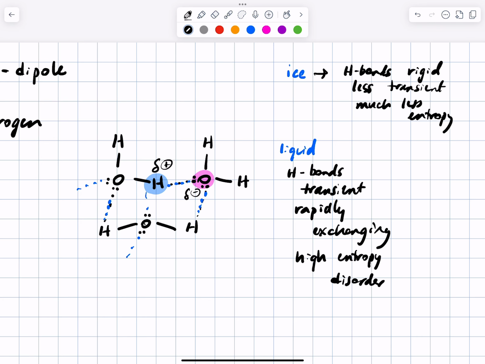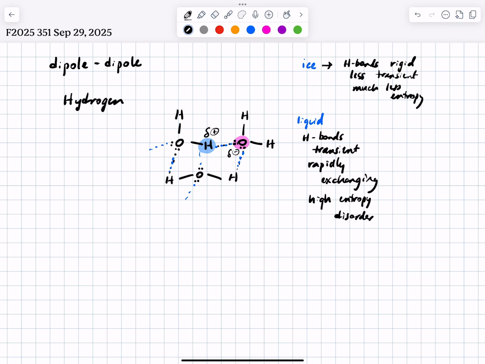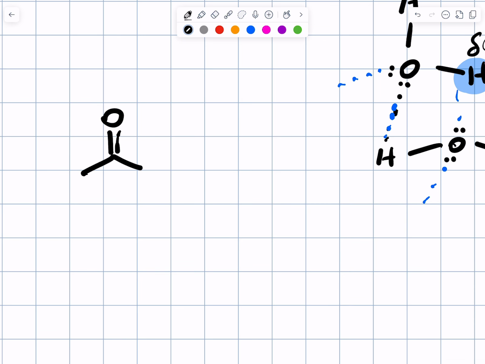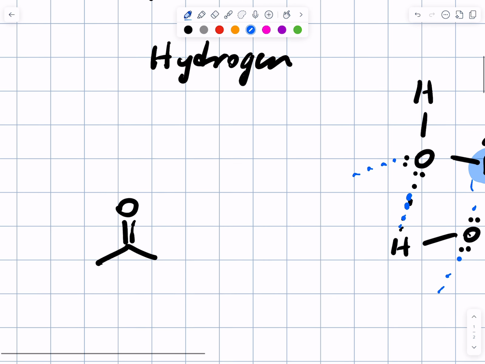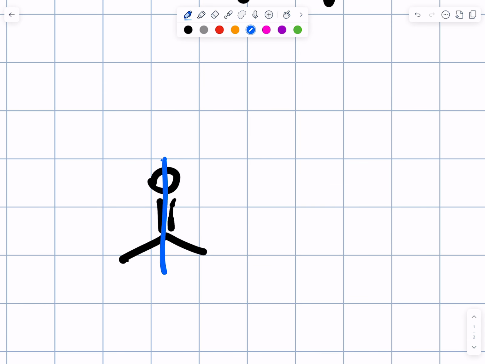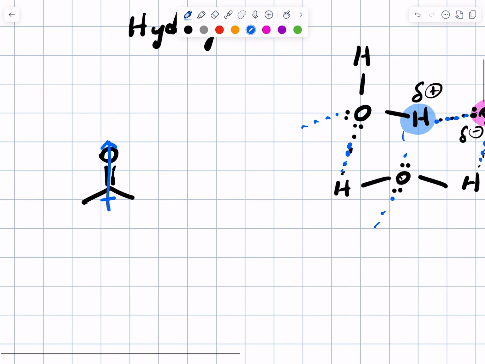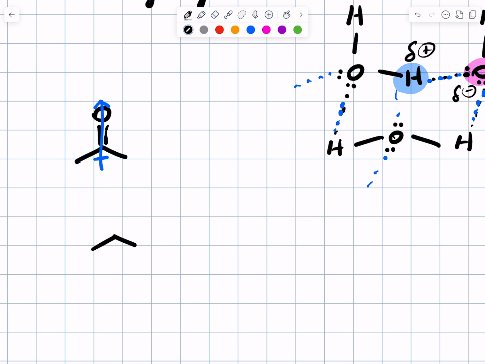Of course, dipole-dipole interactions can exist with any molecule that has a dipole. So, for example, this organic molecule acetone has a dipole, which I'm going to draw with our dipole symbol that looks like this. A positive end near the carbonyl carbon, a negative end near the carbonyl oxygen. And of course, those dipoles can line up with each other.